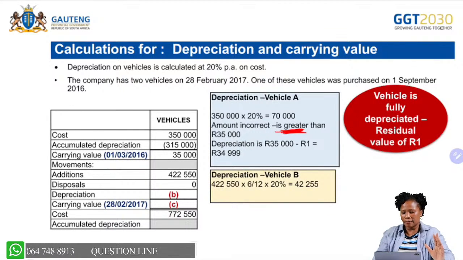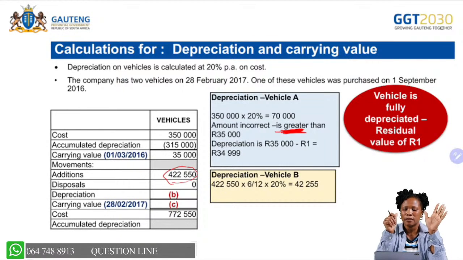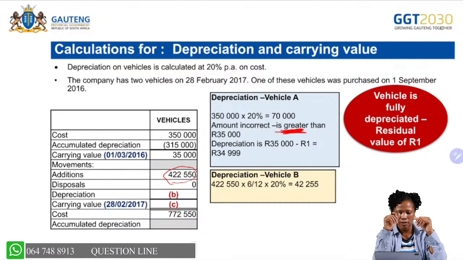Our depreciation for the second vehicle, or vehicle number B, remember that we bought that vehicle as per information that is given to us for 422,550. And then we're going to start calculating it. We bought it on the 1st of September, October, November, December, January, February. We've been having this vehicle for 6 months. Therefore, the depreciation will be calculated on pro rata basis for 6 months.